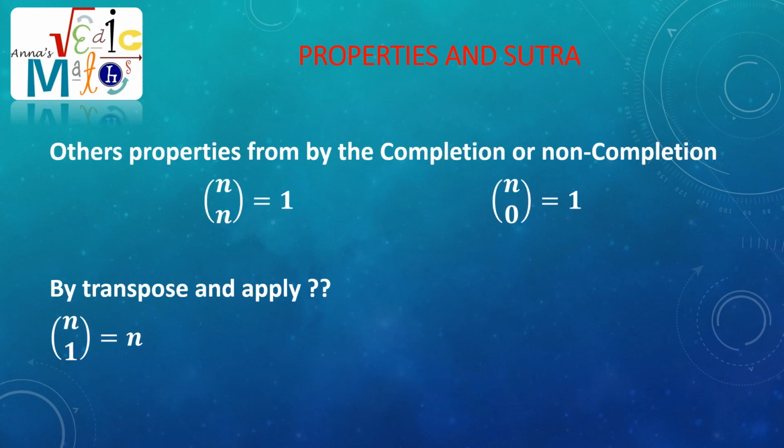Other properties deriving from the sutra by completion or non-completion are: the combination of n elements taken n at a time is 1. The combination of n elements taken 0 at a time is 1. Is this from the sutra by transpose and apply? The combination of n elements taken 1 at a time is n.